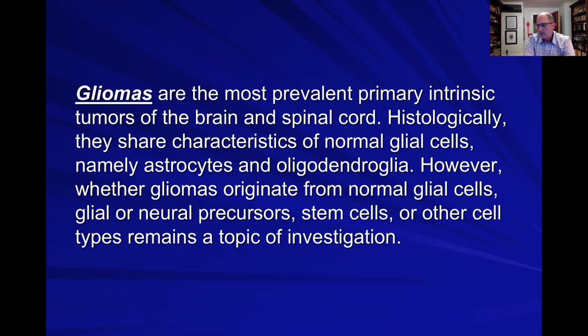So let's get a definition out there for diving into this. Gliomas are the most prevalent primary intrinsic tumors of the brain and spinal cord. Histologically, they share characteristics of normal glial cells. So we're talking about cells like astrocytes and oligodendroglia. However, whether gliomas originate from normal glial cells, glial or neural precursors, or stem cells, or other cell types still remains a topic of investigation.